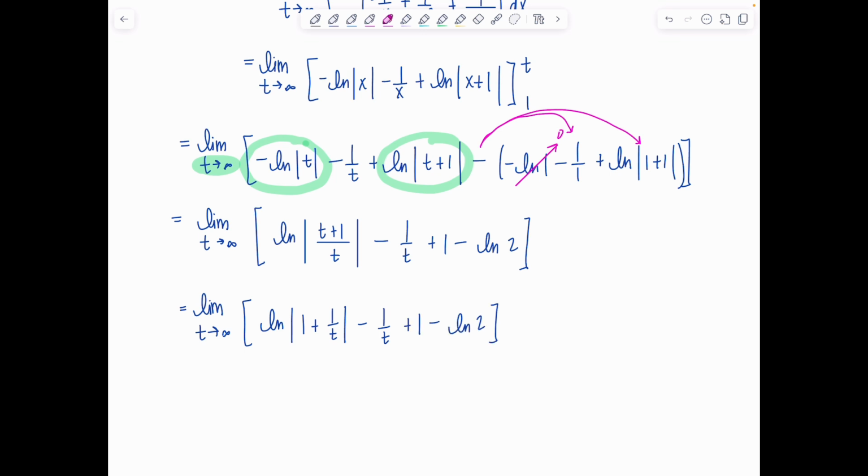Okay. So if t goes to infinity, 1 over t will go to 0. So this is going to 1. And then ln of 1, that just will go to 0. Woohoo! And then if t goes to infinity, 1 over t is going to go to 0. So all I'm left with is 1 minus ln of 2. What do I care about that? Just that it's a finite number. So then I know the integral converges.